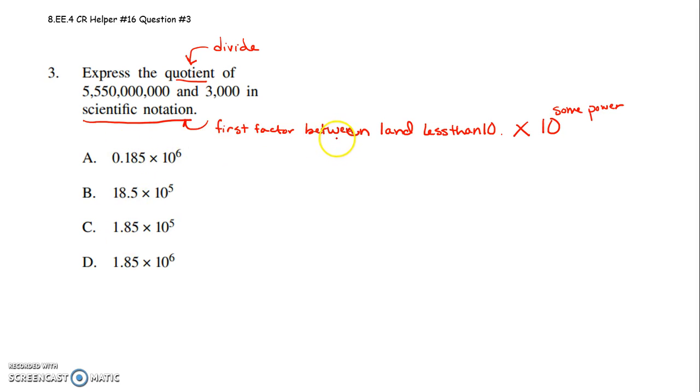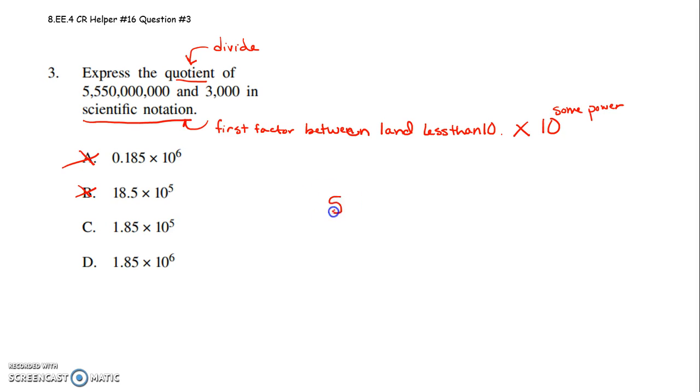If I know my first factor has to be greater than or equal to 1 but less than 10, well, this first factor is less than 1. A doesn't have a shot. This first factor here is greater than 10. B doesn't have a shot. So now it's either C or D. So I just wanted to eliminate some choices.